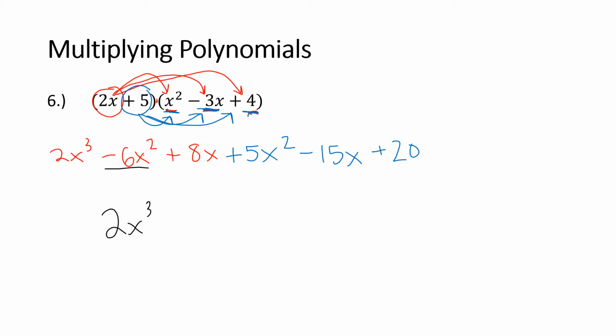We have a minus 6x squared here and a plus 5x squared here. Negative 6 plus 5 is negative 1. So I'm going to have negative 1x squared, or negative x squared. I also see x's that can be combined. 8x minus 15x. 8 minus 15 is negative 7, so this is going to be a minus 7x. Lastly, I'm going to bring down that plus 20.